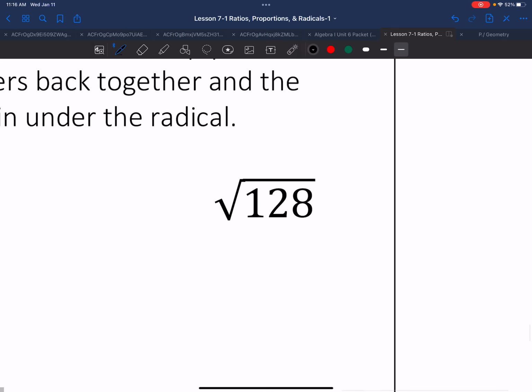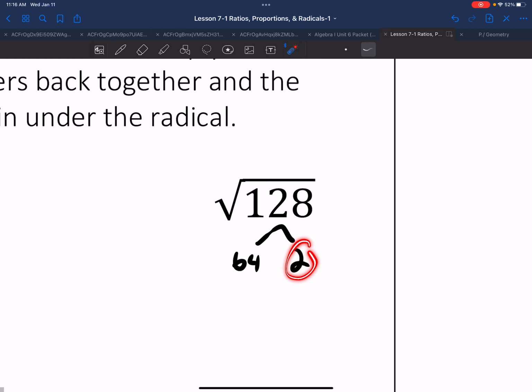So I'm going to think of two numbers that multiply together to give me 128. And you can do it however you want. You can try to make your life easier by thinking of a perfect square. It's totally up to you, but all you're doing is just finding buddies. So the square root of 128, I'm thinking of two numbers that multiply together to give me 128. I'm thinking 64 and 2, because 64 times 2 is 128.